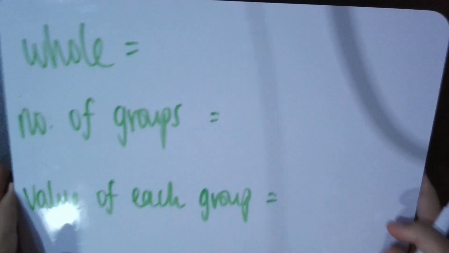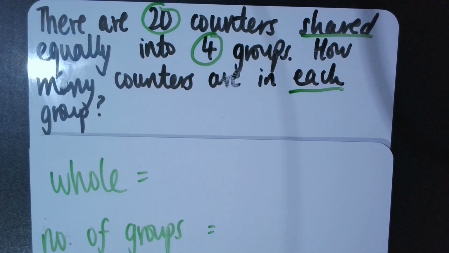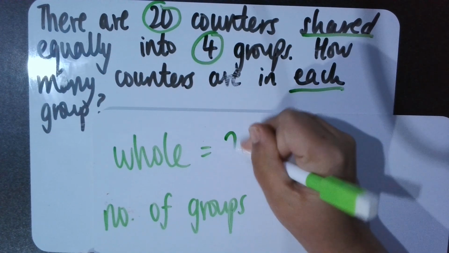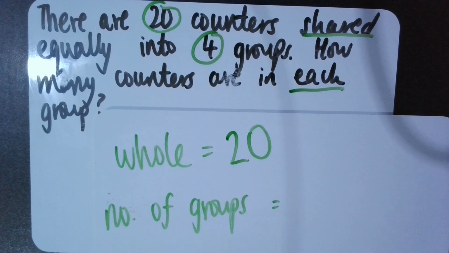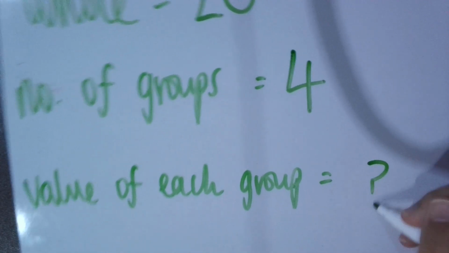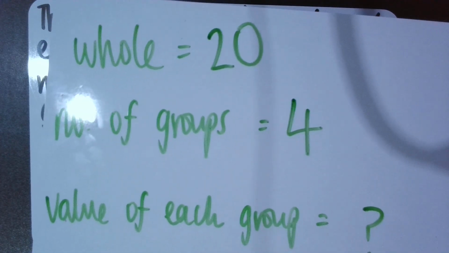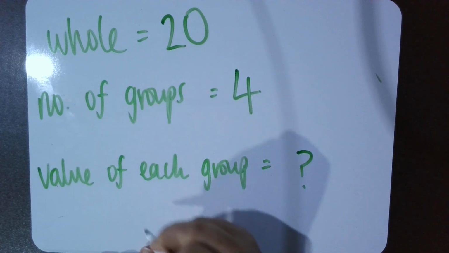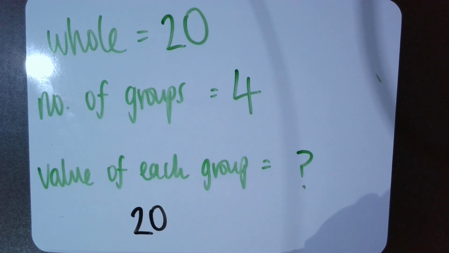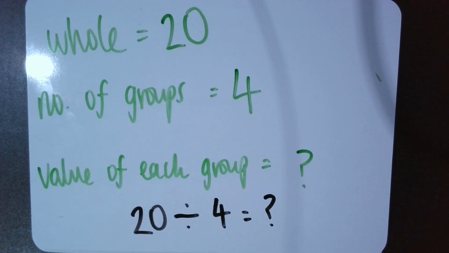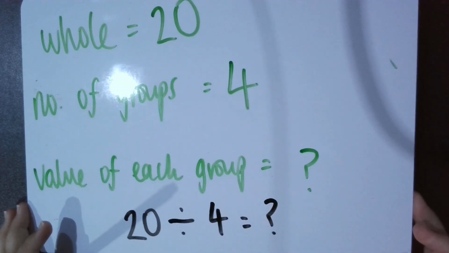I'm actually going to go back and see what information I know. I know that there are 20 counters altogether. My whole is 20. They're shared into 4 groups, so I know that there are 4 groups. I am looking for the value of each group. I can actually put all this into an equation. I can write this out as, maybe I'll do it in a different colour so we can see, 20, because we always begin with the whole in division, divided by 4 equals something. We're looking for that something. We're looking for the value of each group.